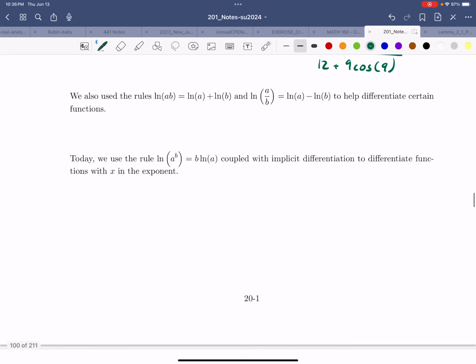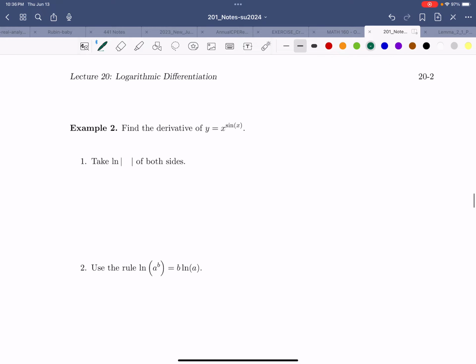Right, remember our log rules. Now what we're going to do, using those addition, multiplication, subtraction, division, and exponentiation rules, we're going to actually learn the last differentiation technique called logarithmic differentiation.